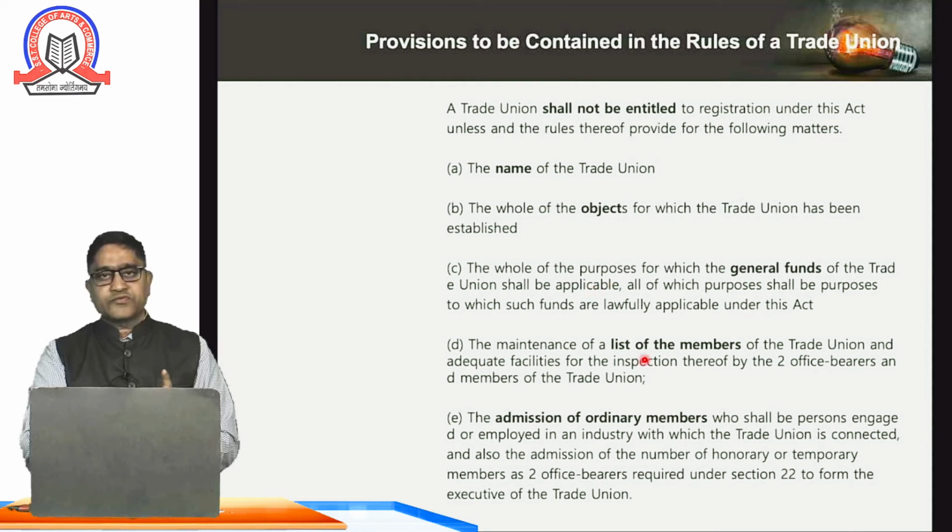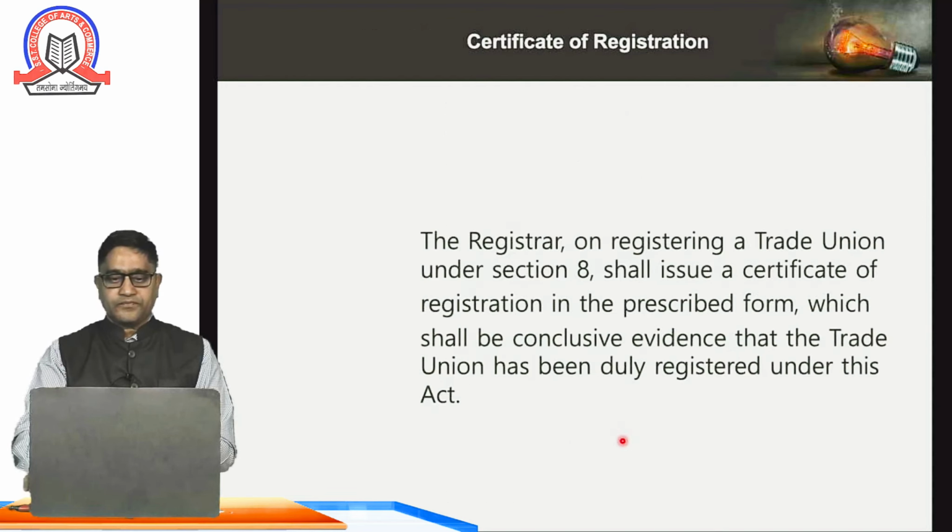The list of members should be periodically updated with the registrar of trade unions, and the admission of ordinary or new members should also be informed to the registrar of the trade unions. So periodically the trade union should inform the registrar of the trade unions.